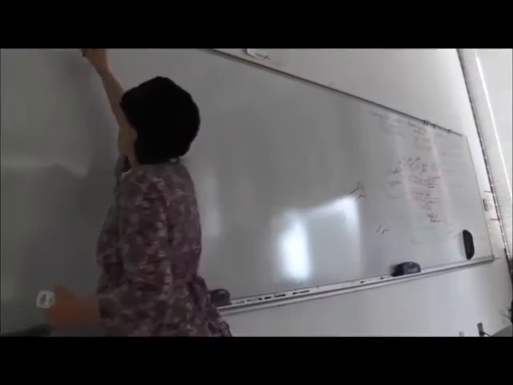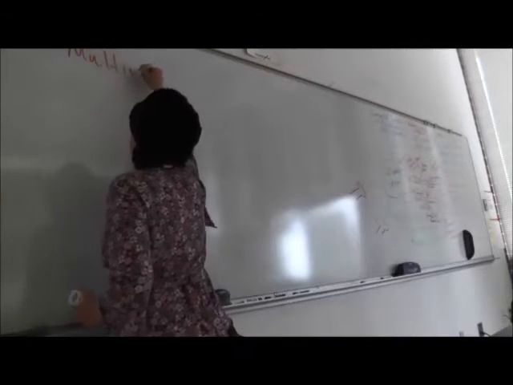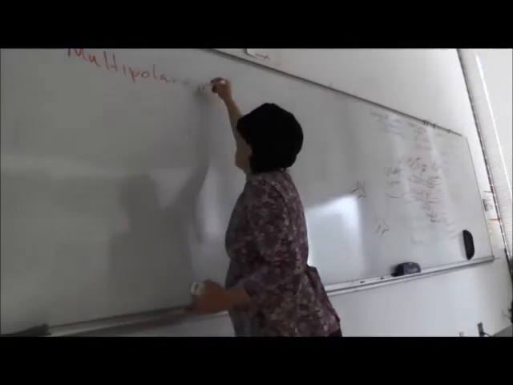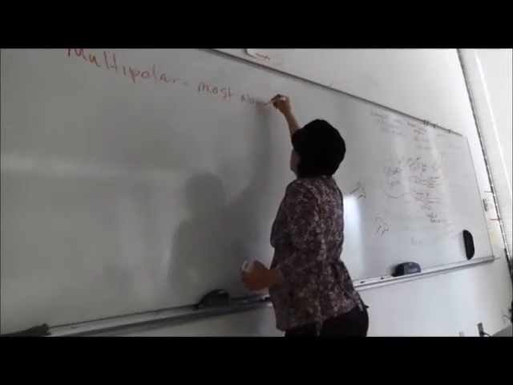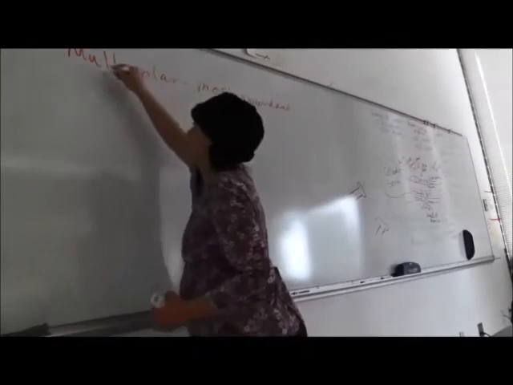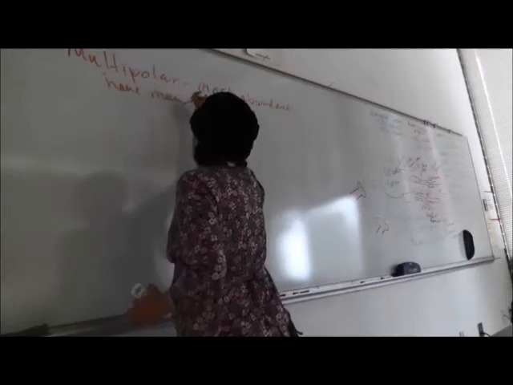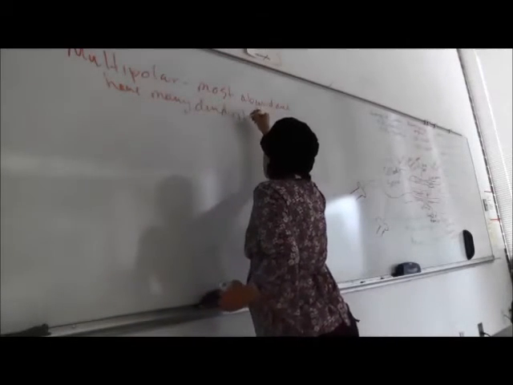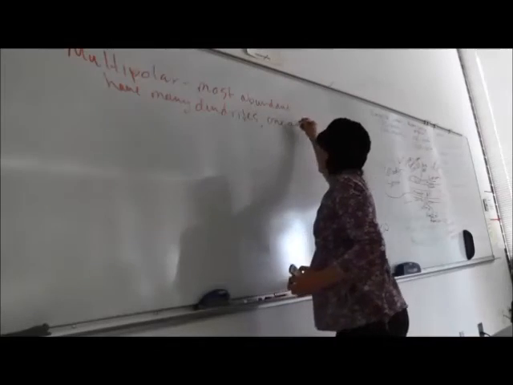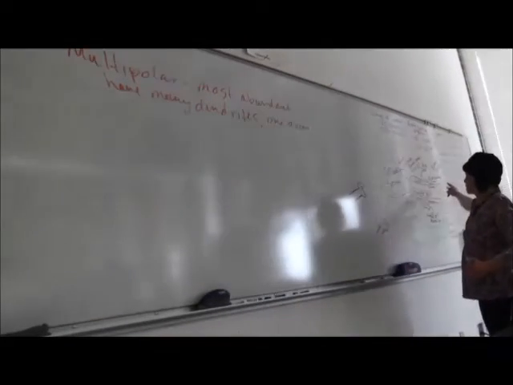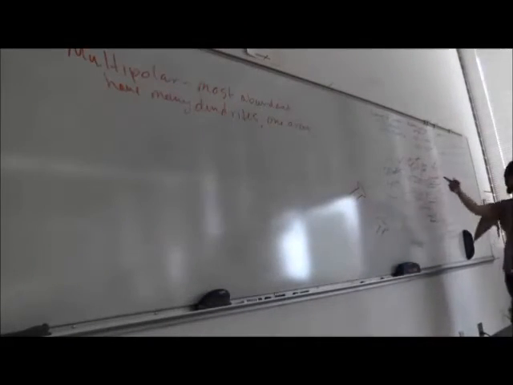Poles are different ends. If you look on this end, we've got a bunch of dendrites. On this end we have one axon. You'll always only have one axon. But it's multipolar because we've got a lot of dendrites on one side. Multipolar neurons are the most abundant neurons that you have. They have many dendrites and one axon. Now the axon may branch, but there's only one axon leaving away from the cell body.